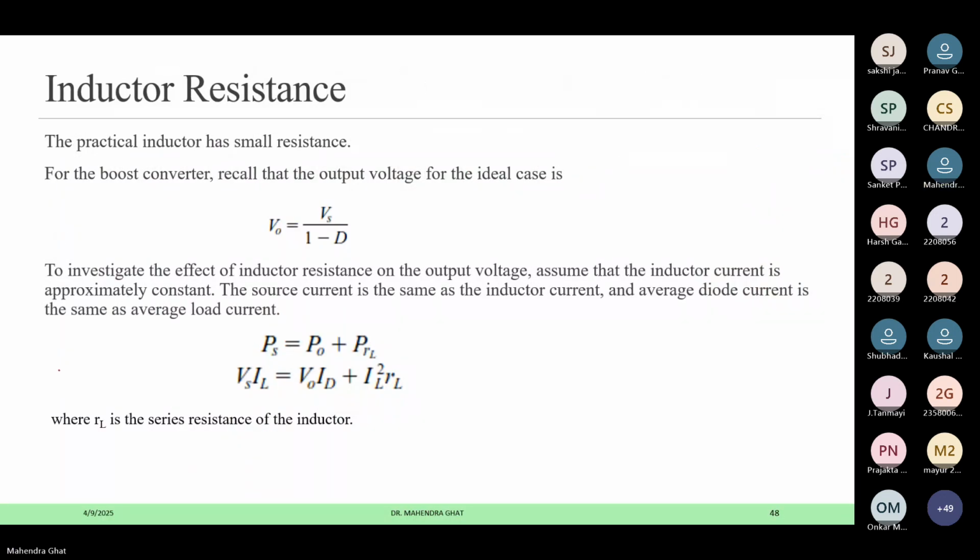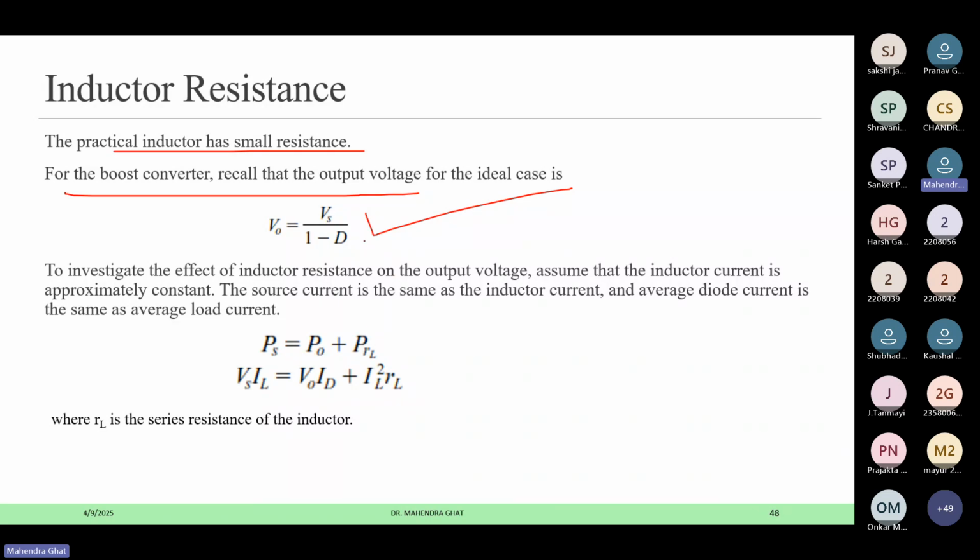Similarly, for the inductor, we have also considered that there are no losses, but in a practical inductor there is a small resistance, which will cause some loss. So for the boost converter, we had this equation. Previously we considered PS equal to PO, so input power is equal to output power.